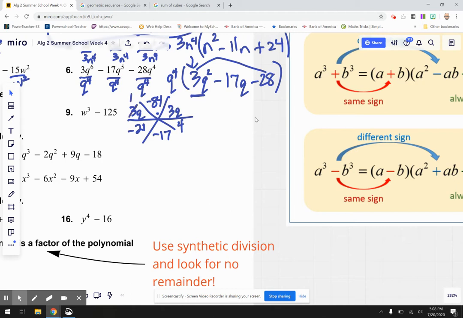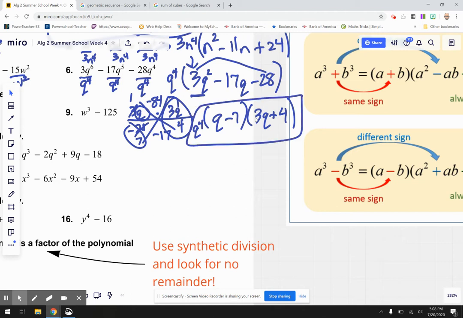3 can go into 21 7 times, so q minus 7 is one of my answers. Not w, sorry, q. Q minus 7. Okay, there's my q, there's my negative 7. 3q plus 4 is my other one. And then we need the q to the 4th power to be in our answer as well. So there's your solution for number 6. Those are just factoring.